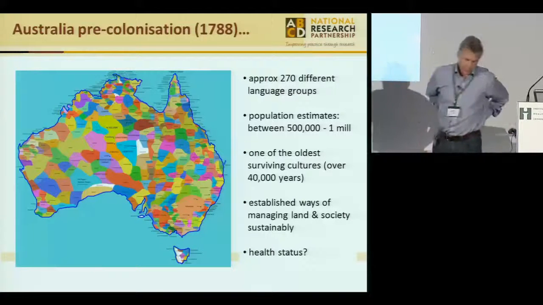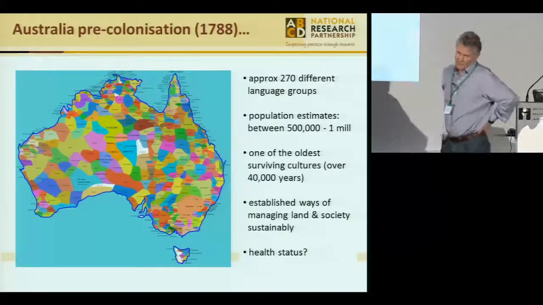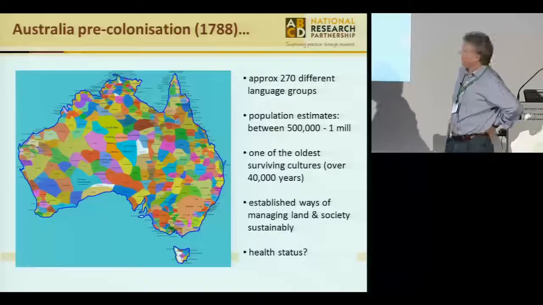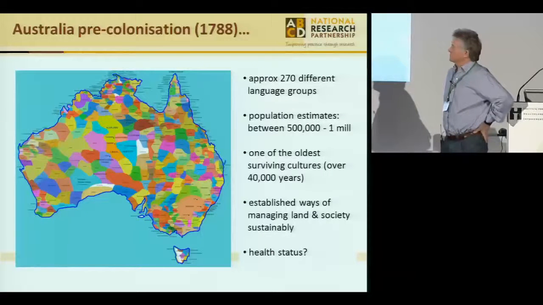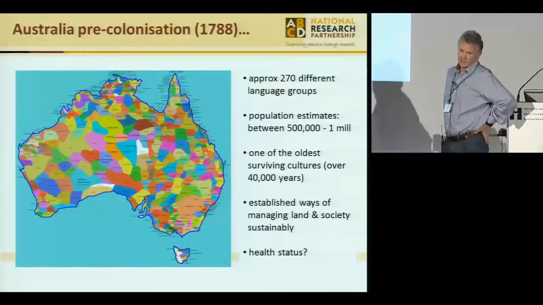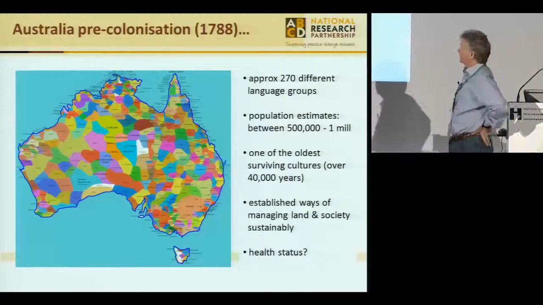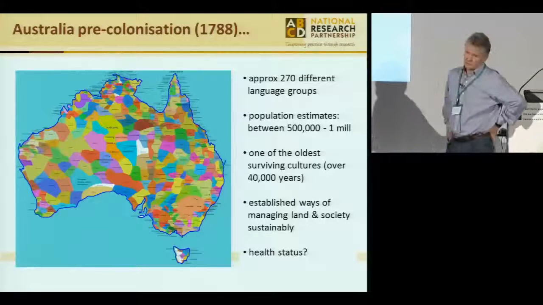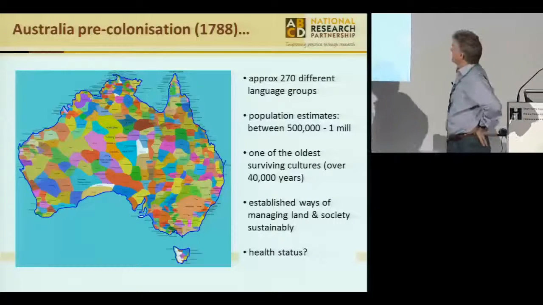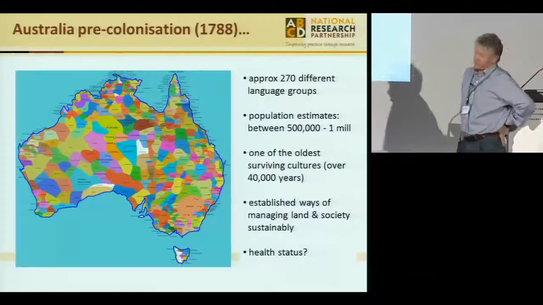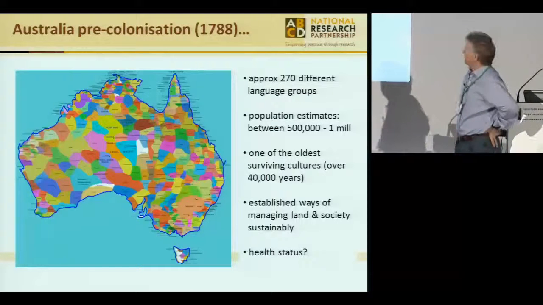This is a map of Aboriginal languages in Australia at the time of colonisation, just a bit more than 200 years ago. It gives you some idea of the diversity of Aboriginal peoples living in Australia at that time. There were about 270 different language groups. The population then was estimated to be between 500,000 and 1 million people.